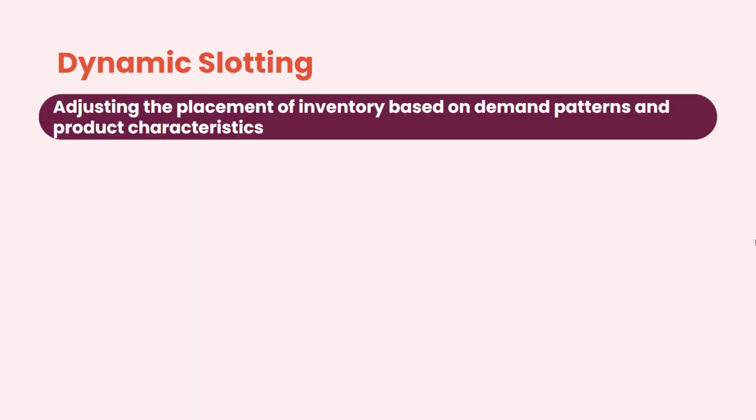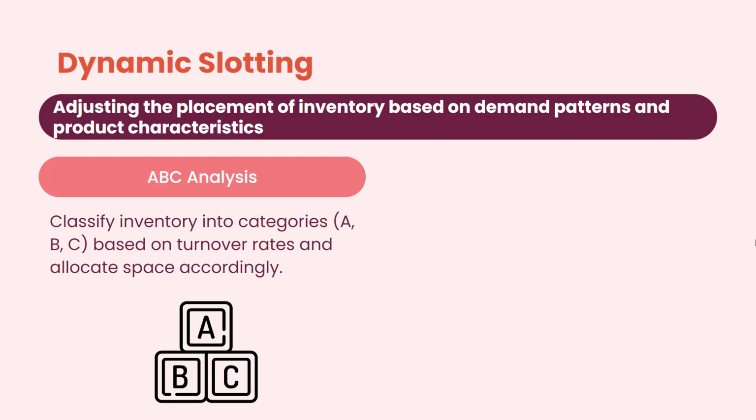Second is dynamic slotting, where you adjust the placement of inventory based on demand patterns and product features. Just for clarity, demand patterns refer to the trends and behaviors observed in customer demand for products or services over time. Number one feature is ABC analysis, in which you classify inventory or stock of goods into various categories like A, B, C based on sales and allocate space accordingly. Goods with higher sales will be given higher space and vice versa.